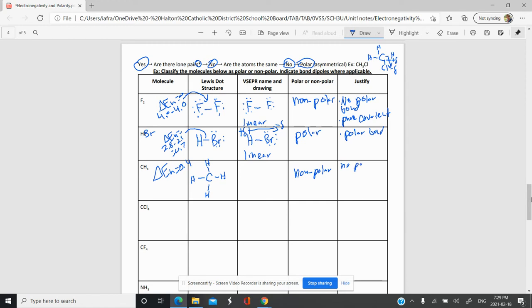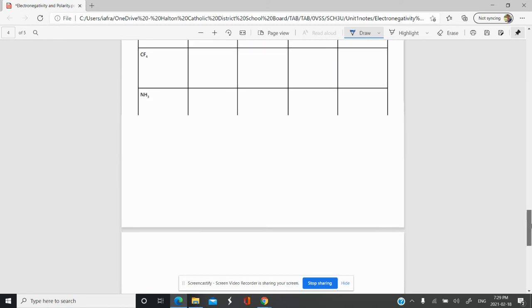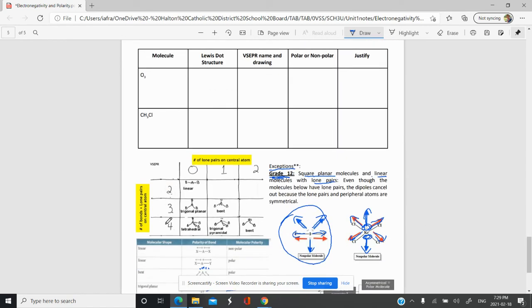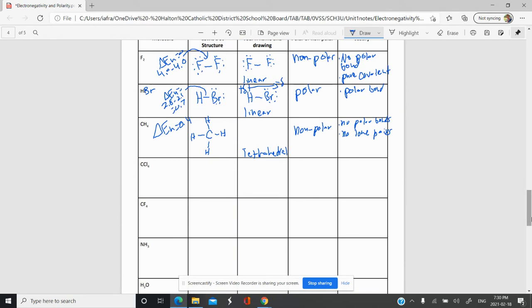There's no polar bonds. There's no lone pairs. And we know the shape is tetrahedral, because if you look down here, we have 4 electron regions. There's no lone pairs, so it's this shape over here. And so you can draw that, tetrahedral. And we don't need to put in any dipoles because there are none. So let's go ahead and do the one that goes towards the back.